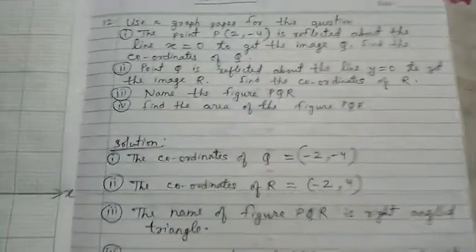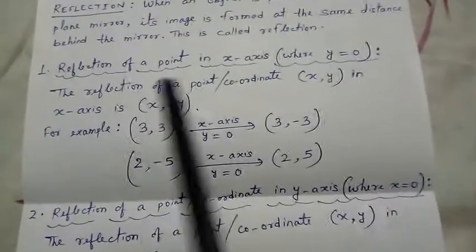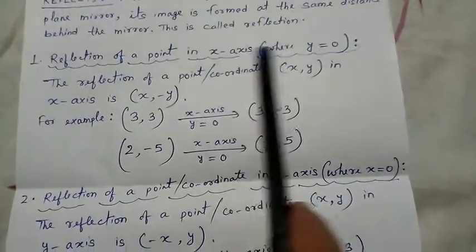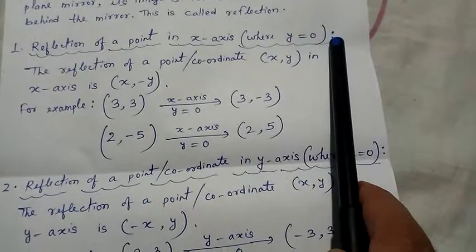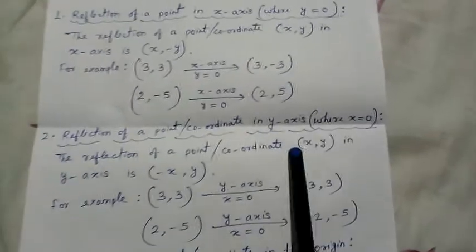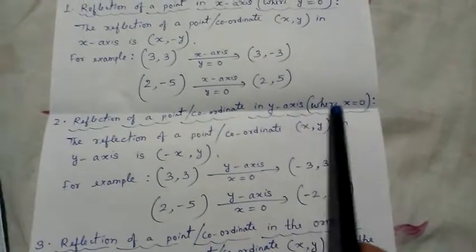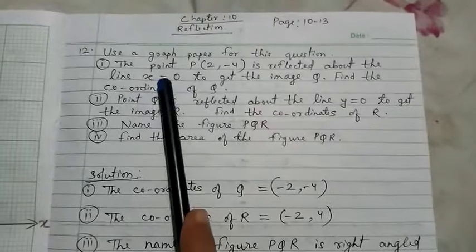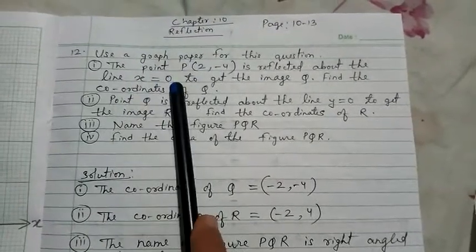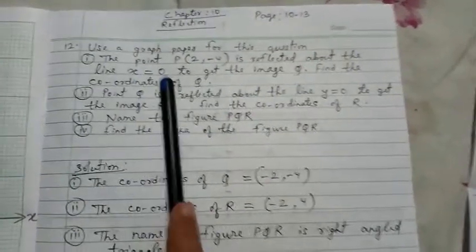Now I will show you a formula chart which I had provided on the first day. You can see here reflection in the x-axis is also called y equal to 0, and here x equal to 0 means reflection of a point in the y-axis. So x equal to 0 means actually y-axis. So don't be afraid of x equal to 0, actually it is the y-axis. And in the y-axis what will happen, children?